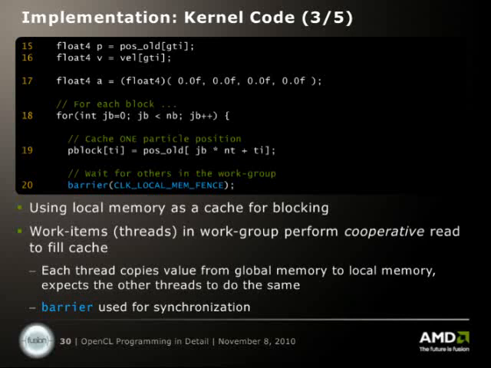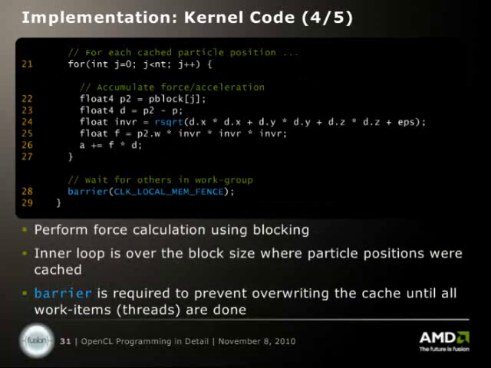And then at line 20, you have to use a barrier. This is a built-in function that OpenCL provides in order to wait for the other threads or work items within the work group to catch up. So at line 20, the kernel then, in some sense, knows that the cache P block has been filled up with the particle positions. Using the numbers before, there would be 64 particle positions read into cache. So the kernel only reads one and then relies on the other 63 to be handled by the other threads.